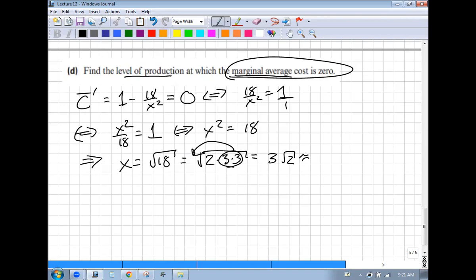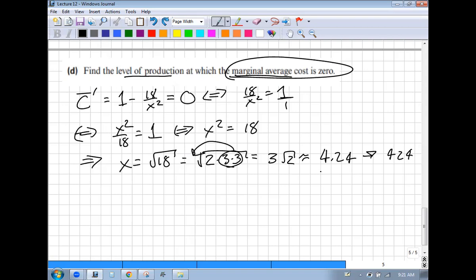This is the other part where I quit early. 3 times, let's do the 2 square root button times 3. It's 4.24. All right. So again, this is in hundreds over hundreds, right? So this is just production. So let's see, production is in hundreds, so this is really 424 units, right? Because X is in hundreds.